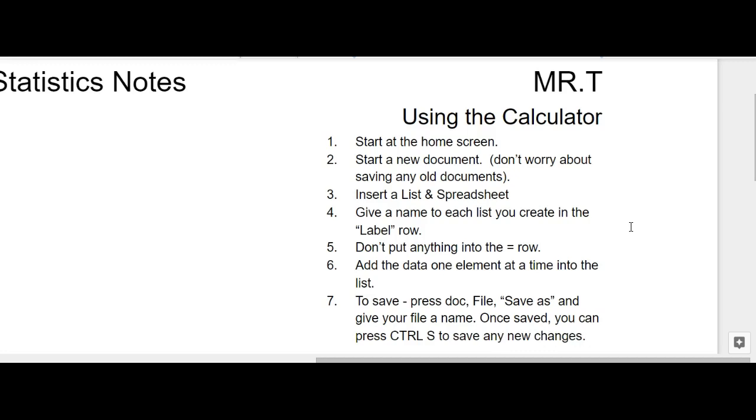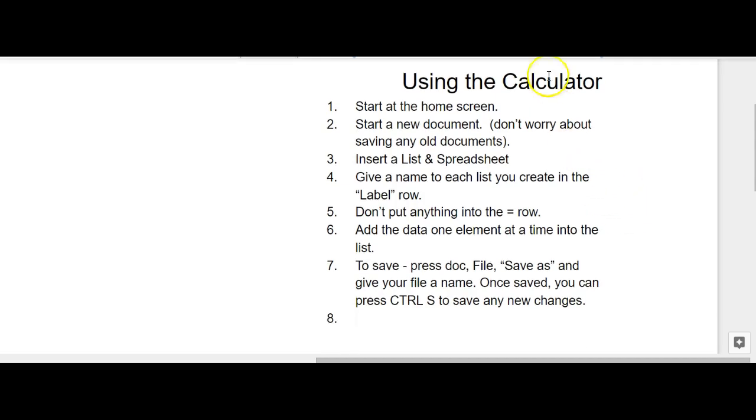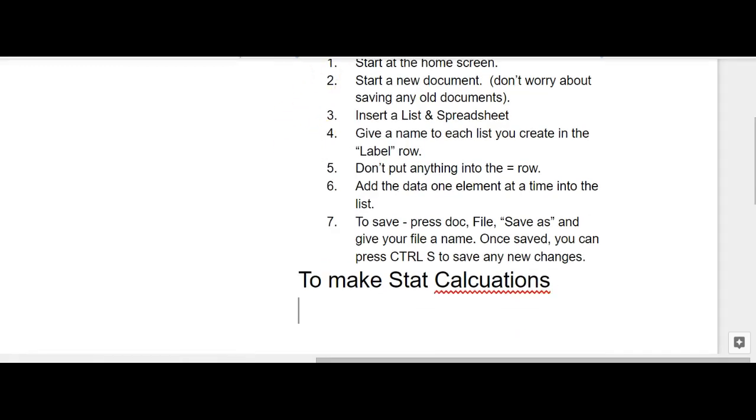Okay? Alright, so now what do we want to do? Well, we only have a single list. Okay? We only have a single list. So what we want to do now is we want to take this list and we want to do some calculations with it. Okay? So let me get back over here to a good size and say to make stat calculations. Okay, so if I wanted to calculate things, okay, well, how am I going to do that?